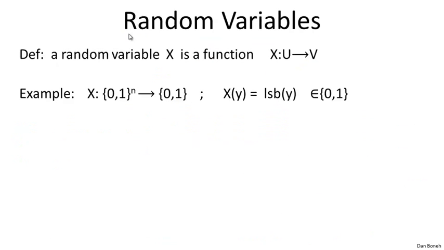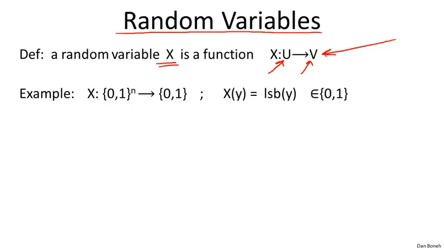The next concept we need to define is what's called a random variable. Random variables are fairly intuitive objects, but unfortunately the formal definition can be a little confusing. So what I'll do is give an example, and hopefully that'll be clear enough. Formally, a random variable, denoted say by X, is a function from the universe into some set V. And we say that this set V is where the random variable takes its values.